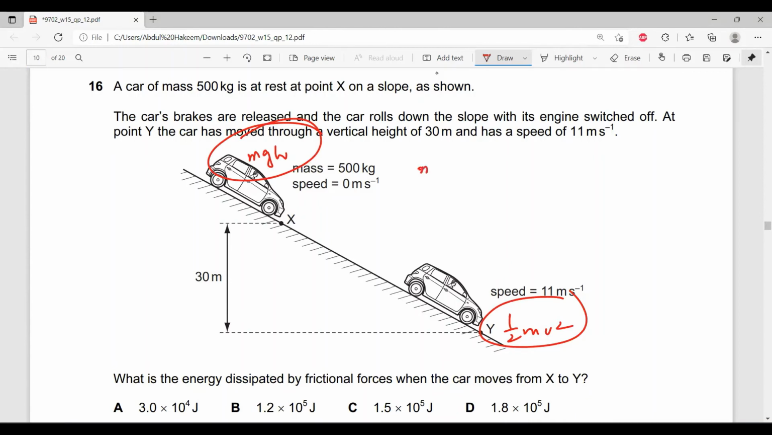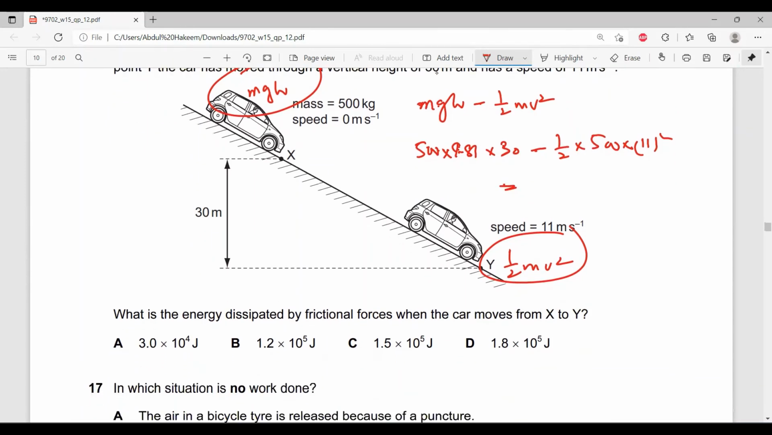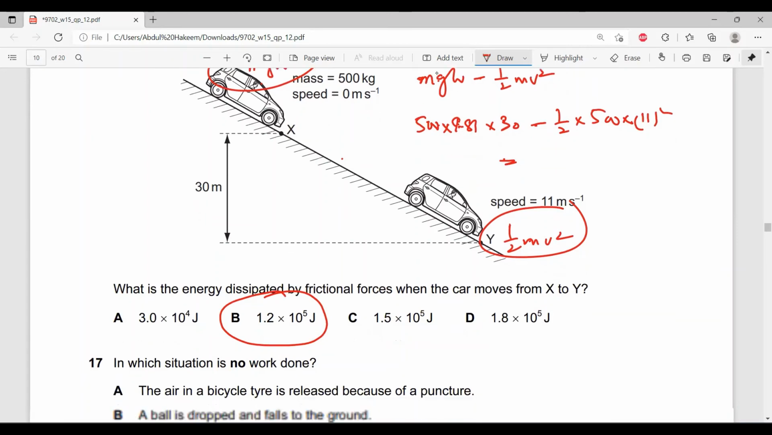So mgh minus half mv square. M is 500, G value is 9.81, and the vertical height is 30, 1 by 2, the mass is 500, and the speed is 11 square. So after calculation, it is coming 1.2 into 10 power 5. This is the loss of the energy. This is the energy dissipated as heat, because some of the energy is lost and remaining become the kinetic energy, the difference of these two.